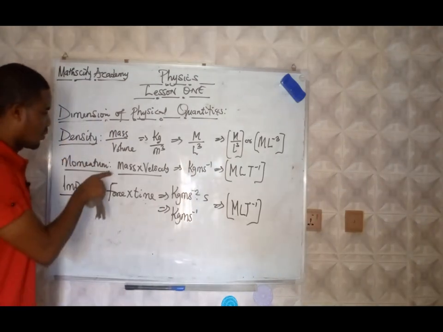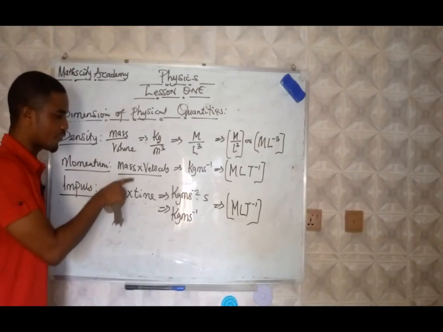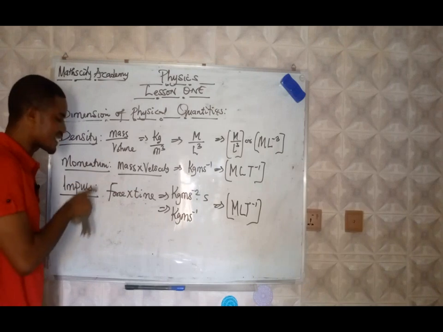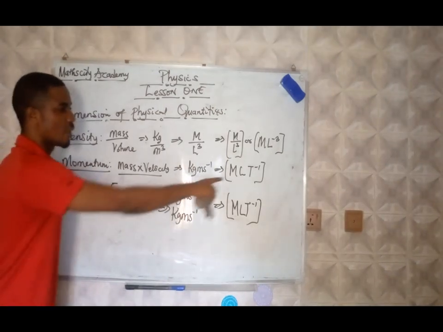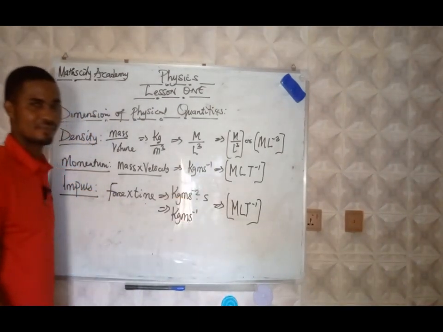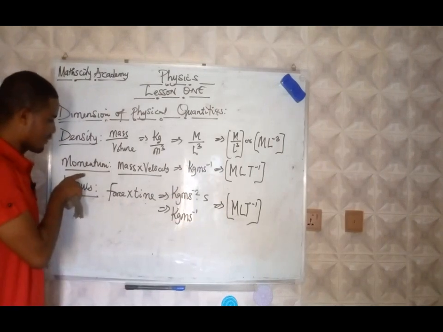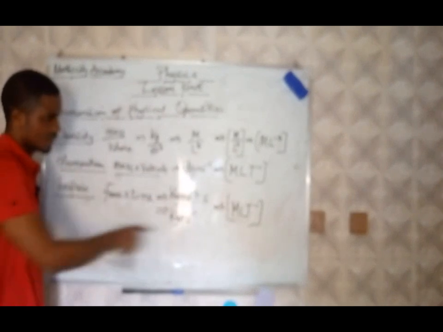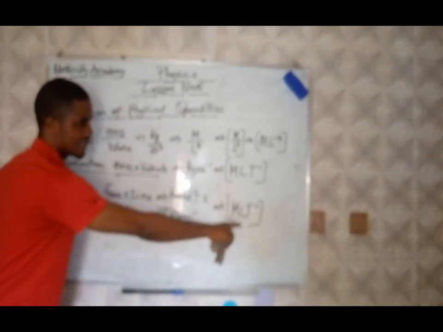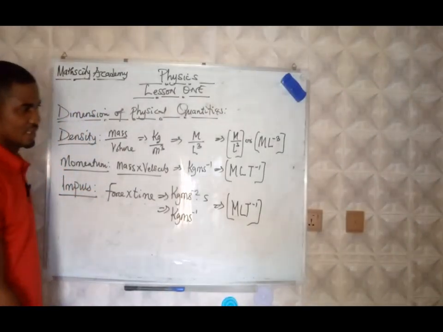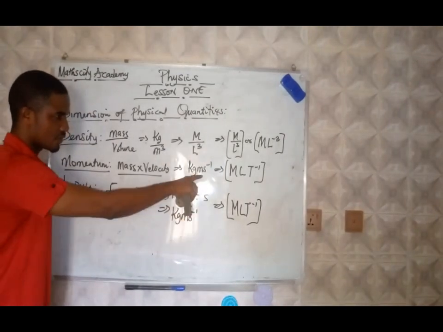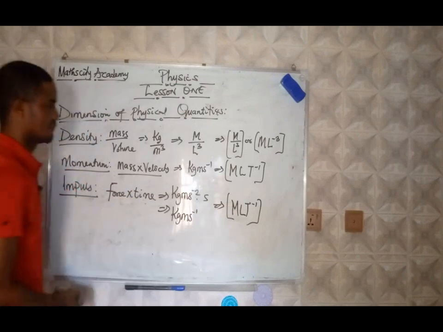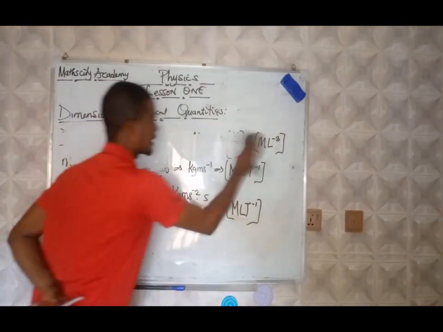I repeat, when the units of measurement of two physical quantities are the same, or when two physical quantities are equal to each other, they will have the same dimension. Look at the example of momentum and impulse. Momentum is equal to impulse. This is the proof because they have the same dimension, and they have the same unit of measurement. Observe that. So they will have the same dimension. On this note, I'm going to say some other things.